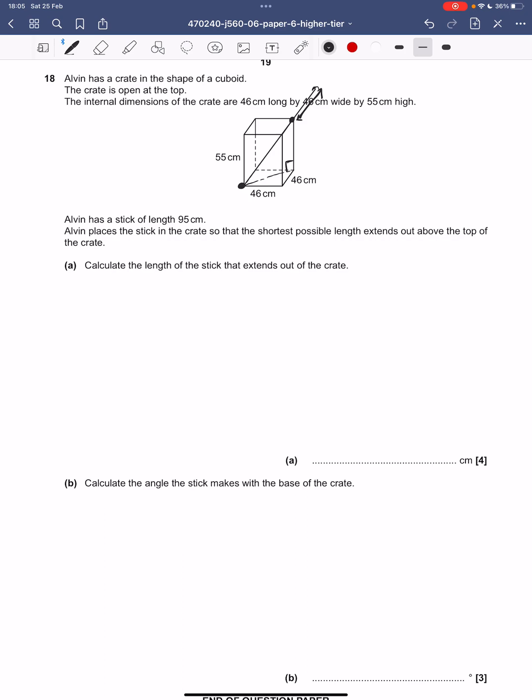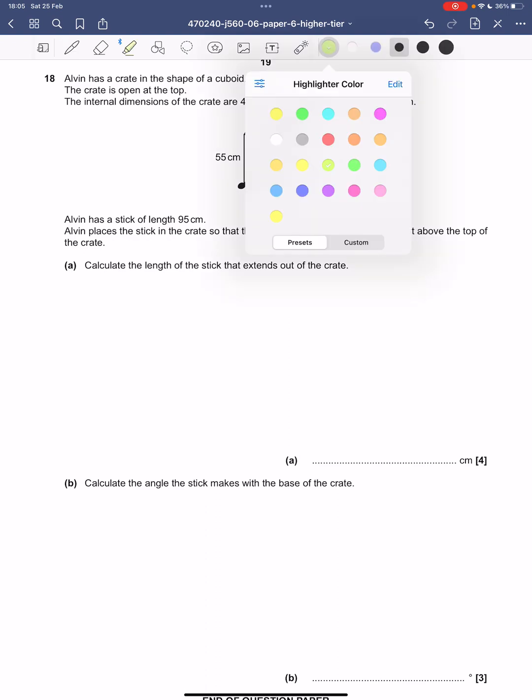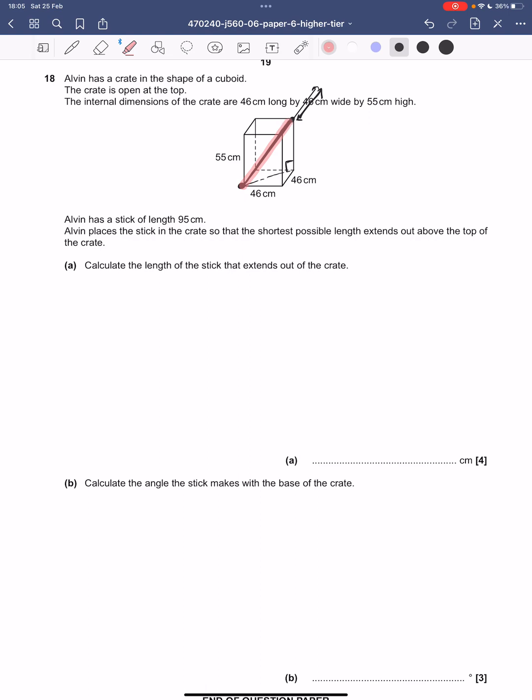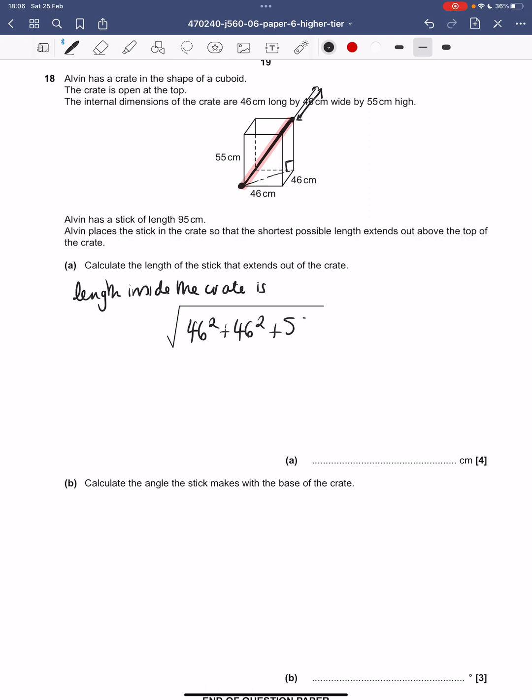Okay, so we need the diagonal. So we need to work out that bit first of all, and that's what we're going to use Pythagoras for. Feeling a highlighter coming on. Let's do that. We need that bit there, and then we can work out the other bit. So the length inside the crate is, and when you do Pythagoras in 3 dimensions, you just say it's the square root of 46 squared plus 46 squared plus 55 squared.